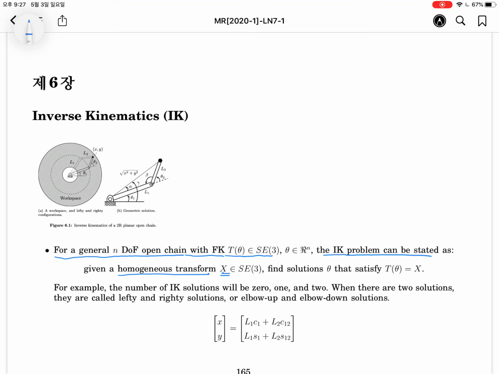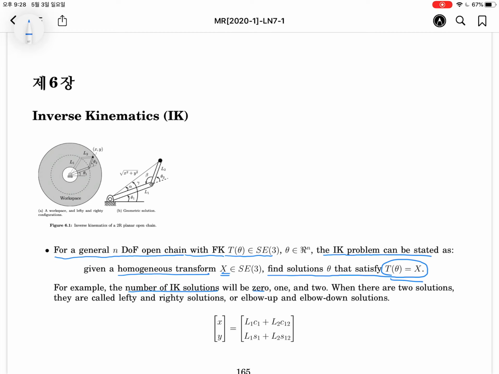For a given homogeneous transform X, which represents the desired posture of the robot end-effector frame, we would like to find a solution θ satisfying this constraint. From here, we should find out the θ sequence. Okay, let's take a simple example.